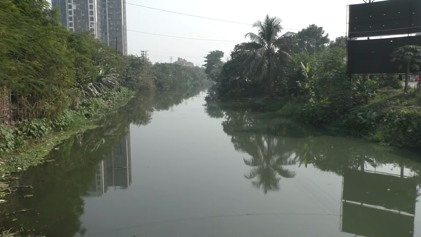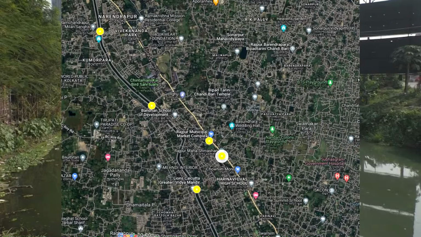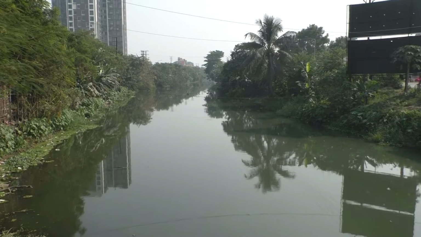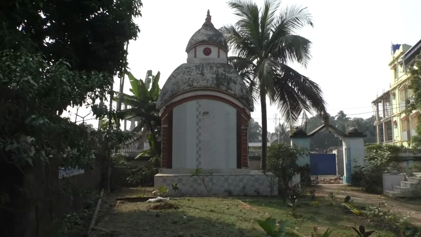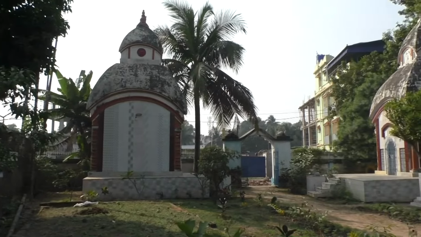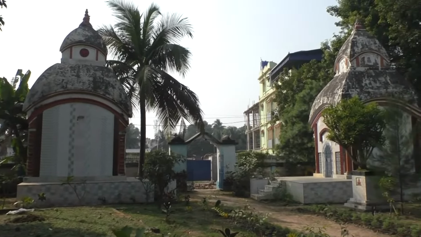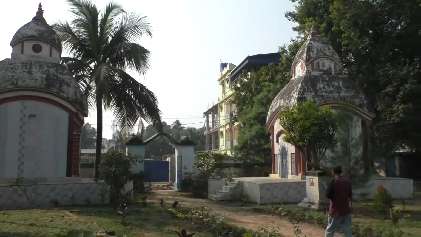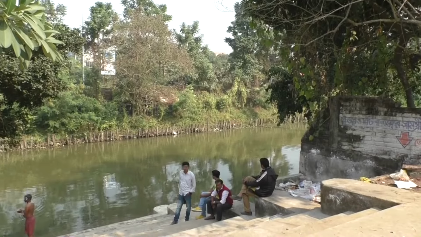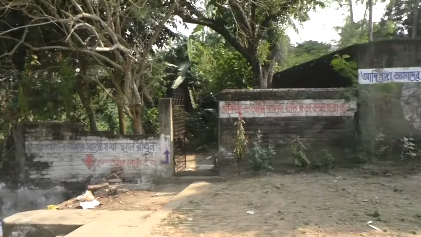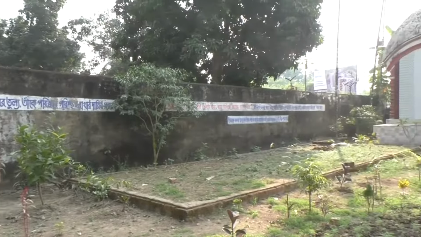The canal then passes through Narendrapur, near the Narendrapur Ramakrishna Mission School, and continues farther southeast this way. This is a twin Shiva temple by the side of the river, in commemoration of Behula's passing through this place along this river. This is the river, or the canal, just next to the temple.